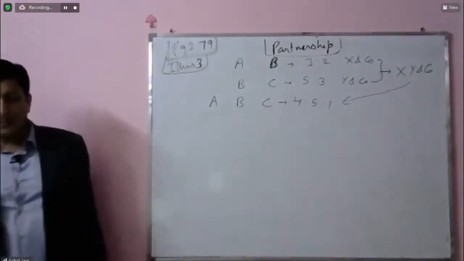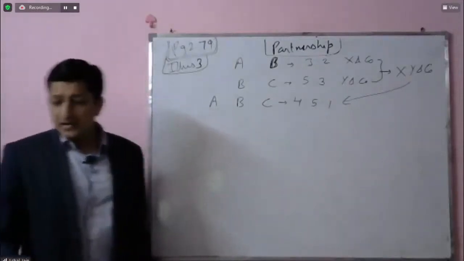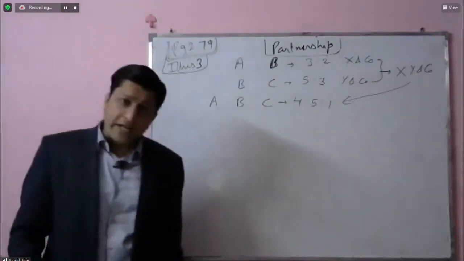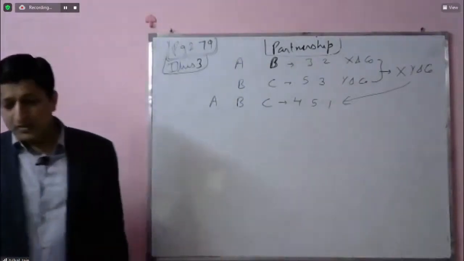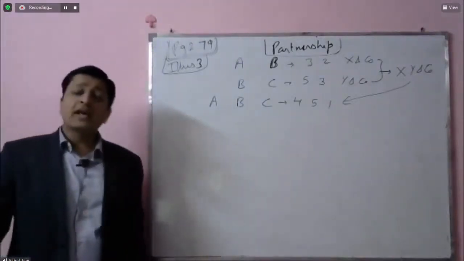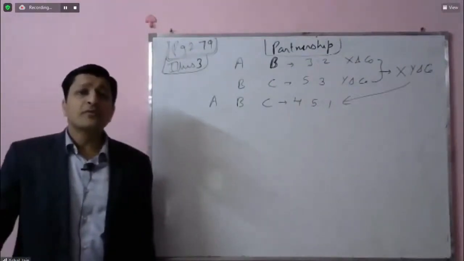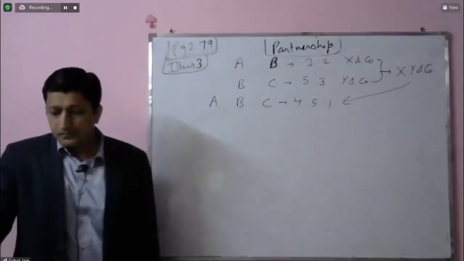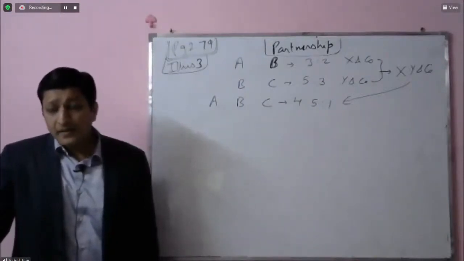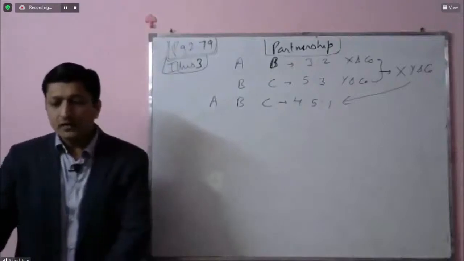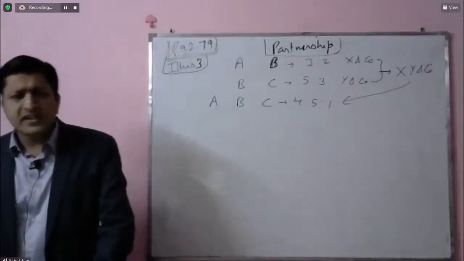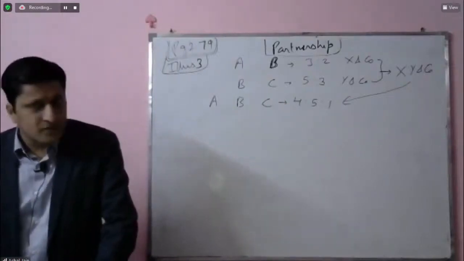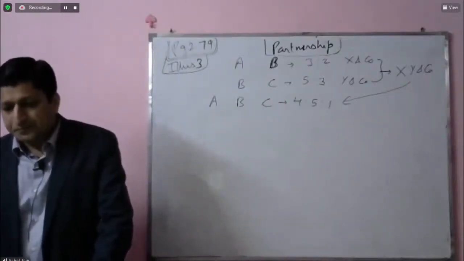Goodwill of X and company was valued at 75,000. Goodwill of Y and company was valued at 40,000. Goodwill account will not be opened in the books of new firm. Means it will not go to this new firm. But it will be adjusted through capital accounts of the partners. Obviously, if this doesn't go to the new firm, this will have to be adjusted through the capital accounts of the partners.